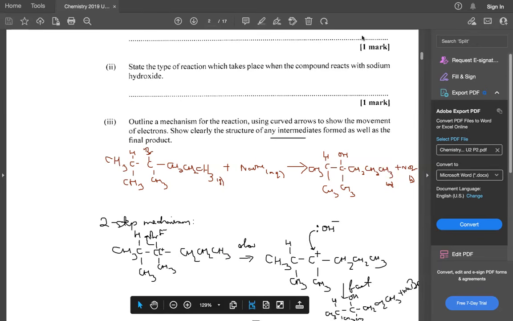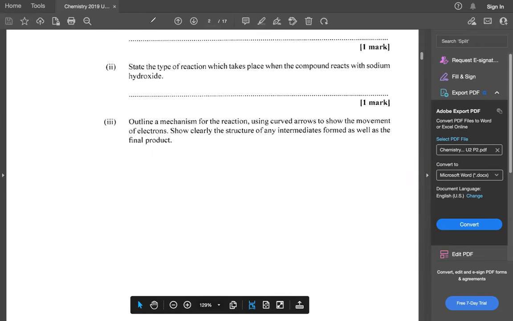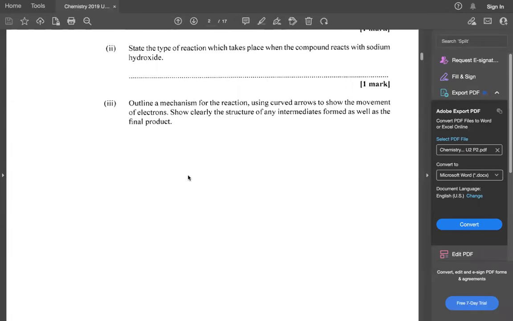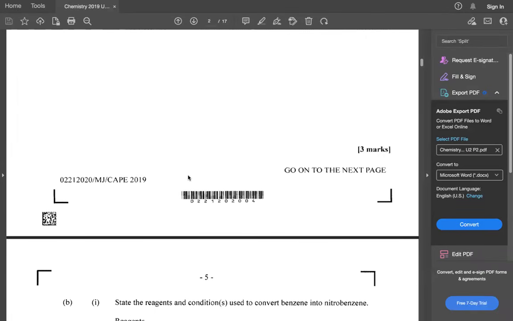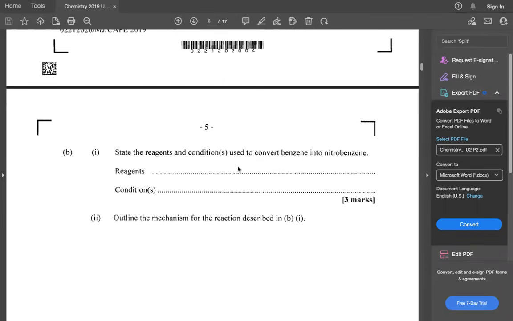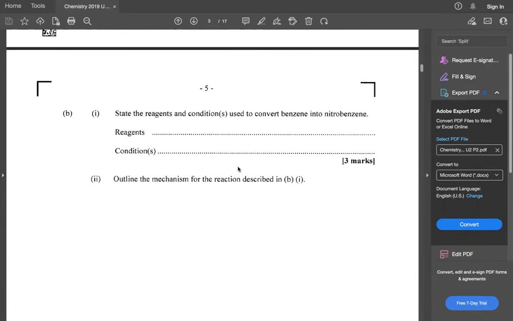All right, so let's clear that and move on to the other part. So that was for 3 marks, that two-step mechanism, okay? All right, so part B says, we're moving on to a different kind of reaction now. So we are looking at benzenes and the conversion of benzene into nitrobenzene, right? So now they're asking us, how do we convert benzene into nitrobenzene?